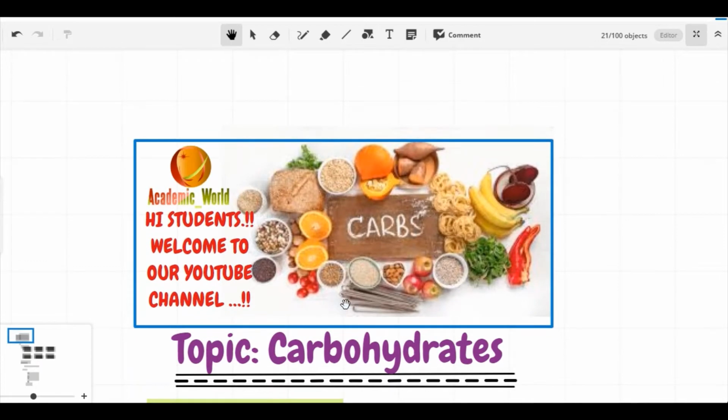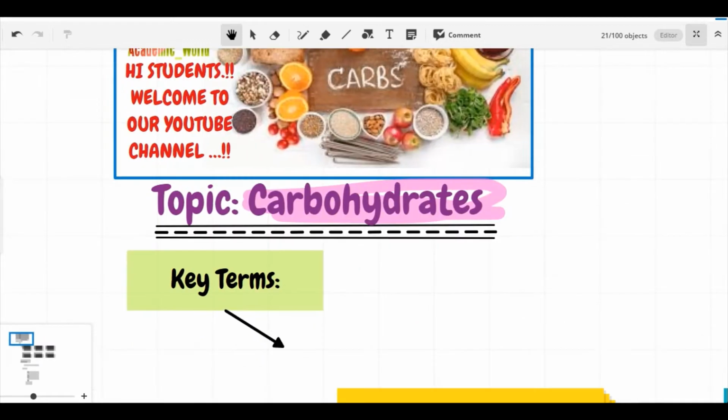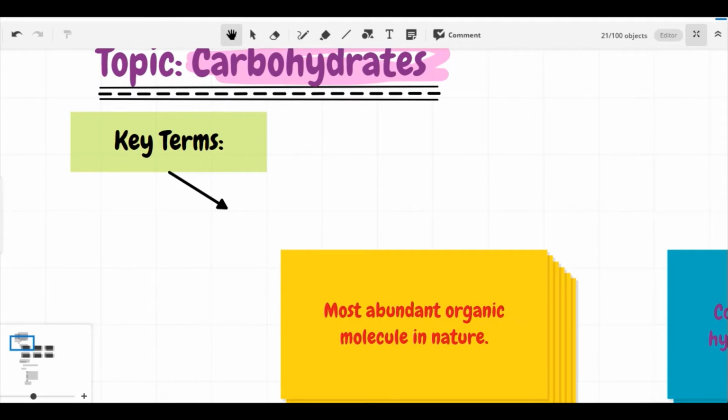As our subscribers demanded, today our topic of discussion is carbohydrates. First of all, I am going to show you some key terms related to this topic, and then we will discuss some functions of carbohydrates, and then we will learn in detail about the mechanisms and the classifications of carbohydrates, and also the reactions of all carbohydrates in detail. Okay, so now we are going to start with the key terms of carbohydrates.